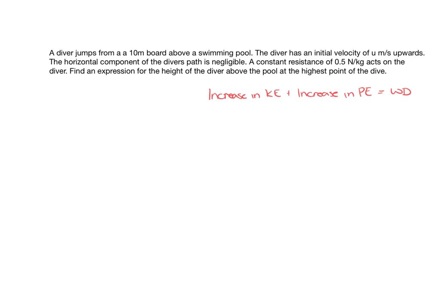We are asked to find an expression for the height of the diver above the pool at the highest point of the dive. So what we need to consider is the first part of the jump, where they jump up from the board and up to the highest point. So I've drawn a quick diagram so I can visualise what's going on. So the board is 10 metres above the water.